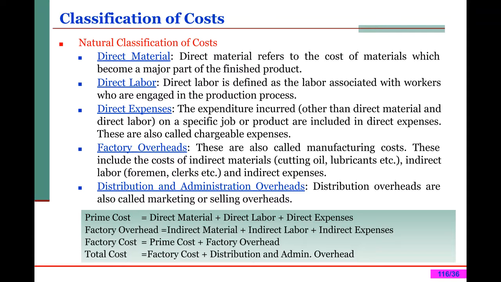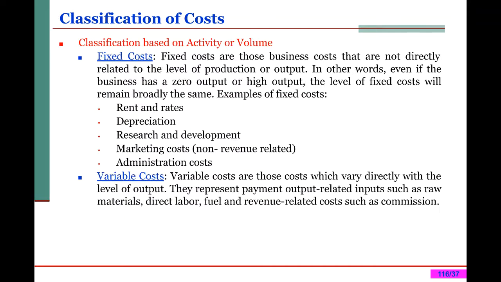Prime cost equals direct material plus direct labor plus direct expenses. Factory overhead equals indirect material plus indirect labor plus indirect expenses. Factory cost equals prime cost plus factory overhead. Total cost equals factory cost plus distribution and admin overhead.